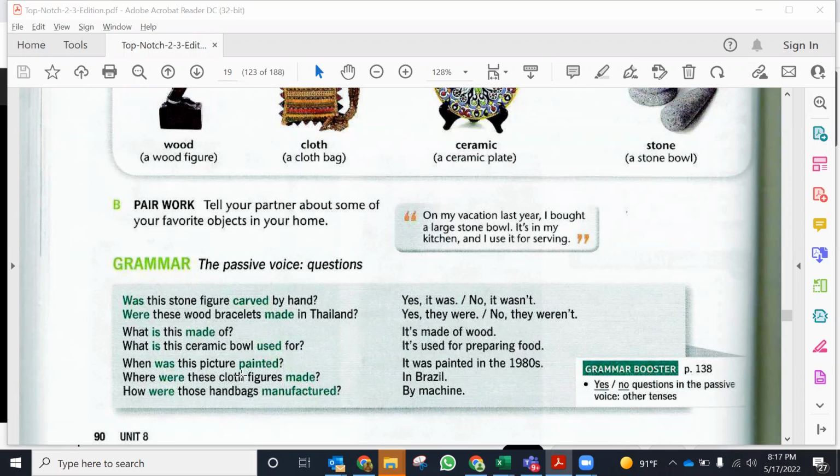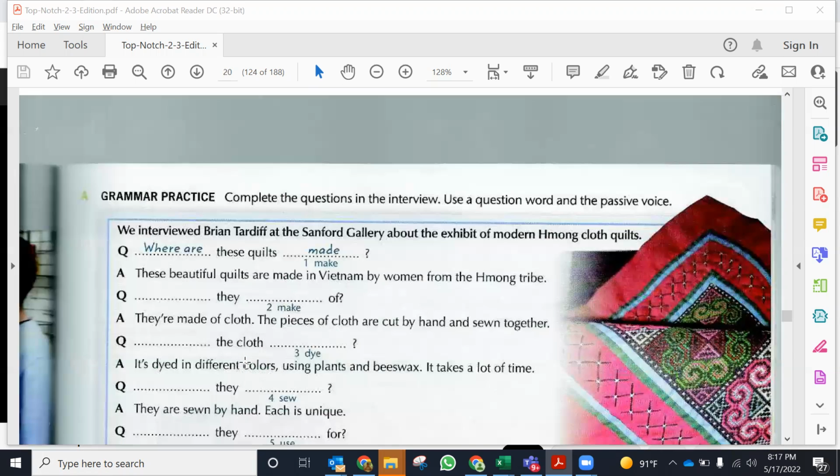When was this picture painted? It was painted in the 1980s. Where were these cloth figures made? In Brazil. How were those handbags manufactured? By machine. Okay? Passive voice questions.